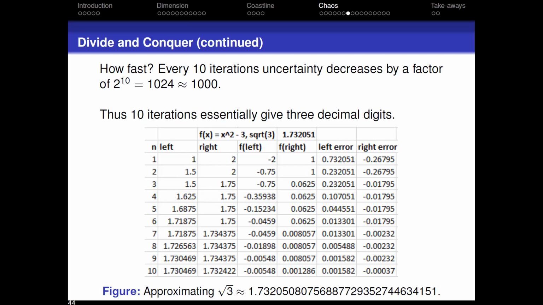So every 10 iterations of divide and conquer gives me another 3 decimal digits. If I want 6 digits of accuracy, I have to do this 20 times. It's not horrible. All I need is to be able to tell if my function is positive or negative. That's not that big of an ask. And all I'm assuming is that my function is continuous. So when you're doing methods, you always want to ask what is needed to make it work. All I need is continuity.